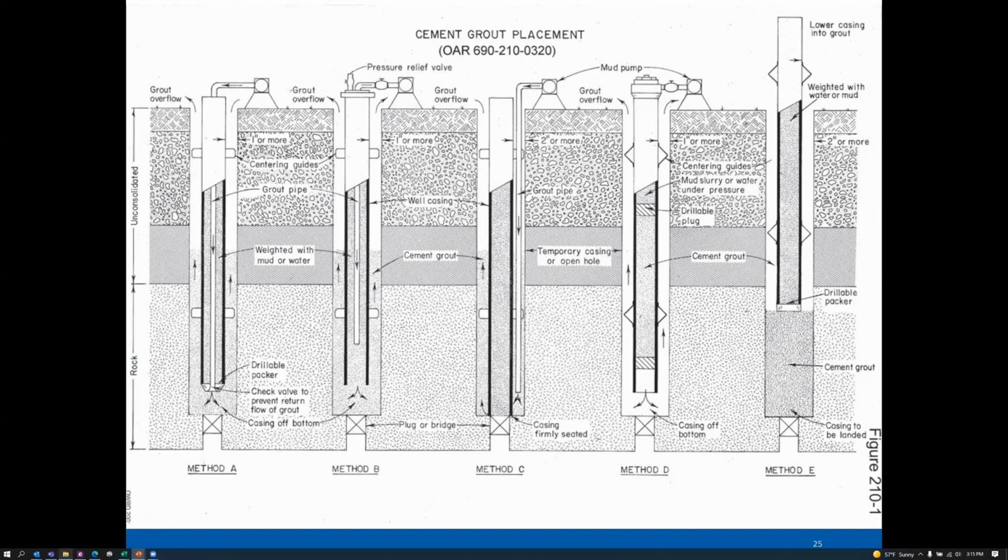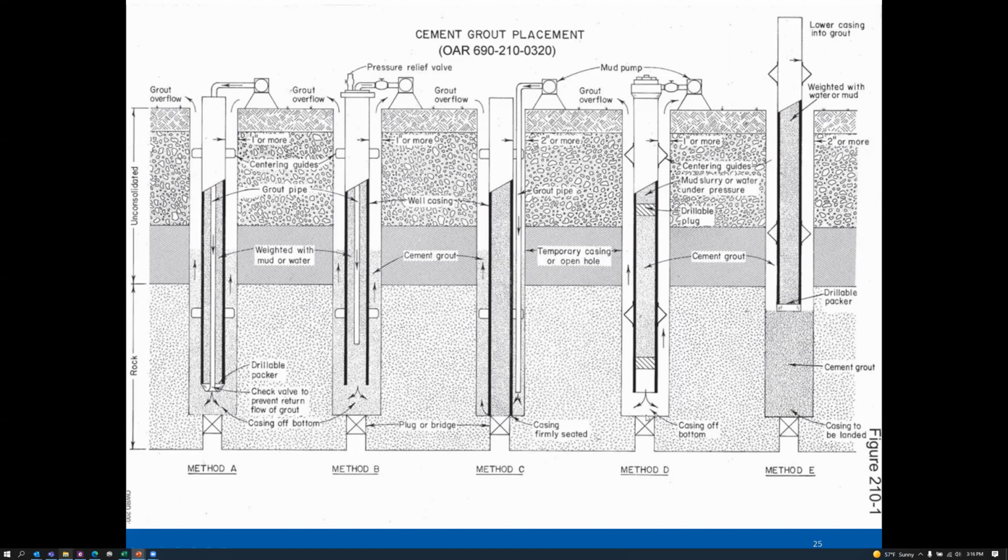I am going to read method A from that appendices, and you can compare that to how this figure describes that same seal placement method. Method A, the well bore shall be plugged with a drillable plug or bridge at the lowest point to be sealed. A well casing with a float shoe at its lower end shall be placed in the well and suspended slightly above the point of bearing. A grout pipe shall be run inside the casing to the check valve. The grout pipe shall be connected to a suitable pump, and water or drilling fluid shall be circulated to clear the annular space. Grout shall be pumped through the grout pipe until clean grout completely fills the interval to be sealed. The grout pipe shall then be removed and cement allowed to set.